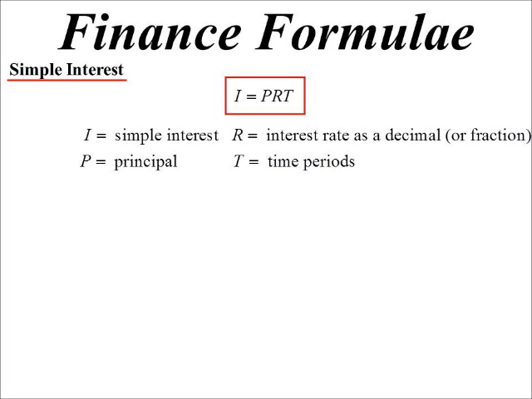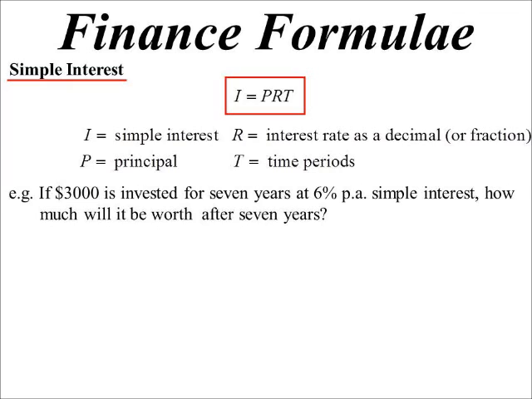There are many variations of it, but one of them is I = PRT, where I is the amount of simple interest, P is the principal, or the amount you're borrowing or saving, R is the interest rate as a decimal or a fraction. So some of you might have seen it as PRT over 100. In that case, R would be a percentage. And T, of course, is time.